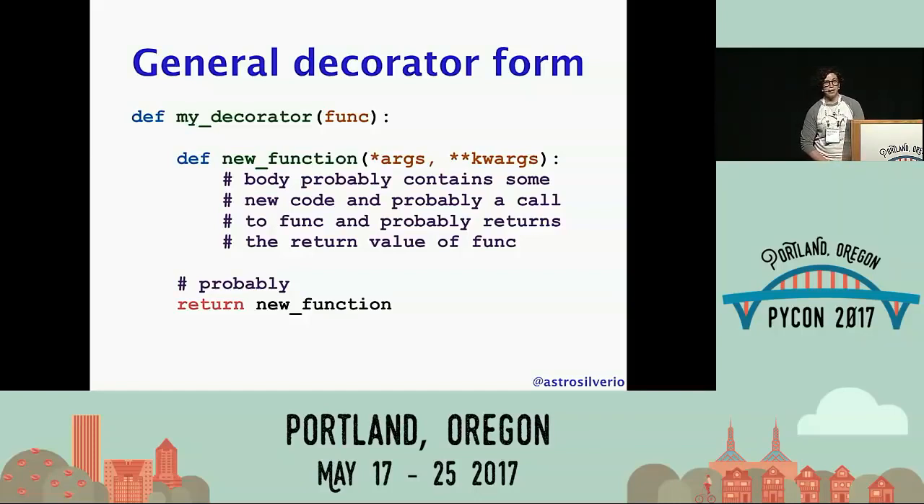And then inside the new function, well, the most common reason for writing a decorator is to extend the behavior of a function, not to replace it. So probably what the wrapper function is going to do is probably call func, probably return the return value of func, as well as probably containing some new code. Seems reasonable.